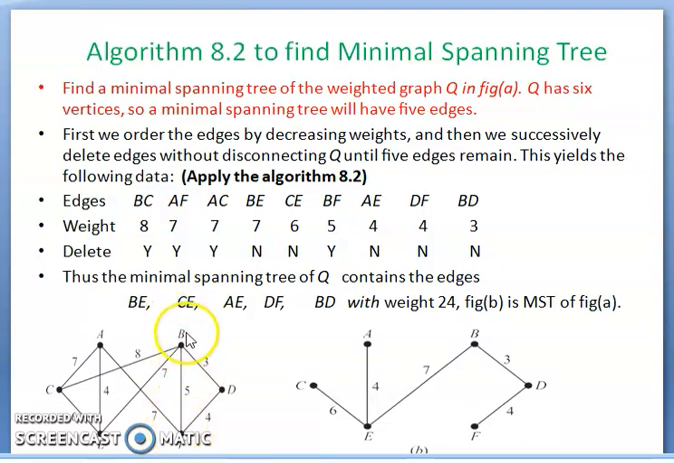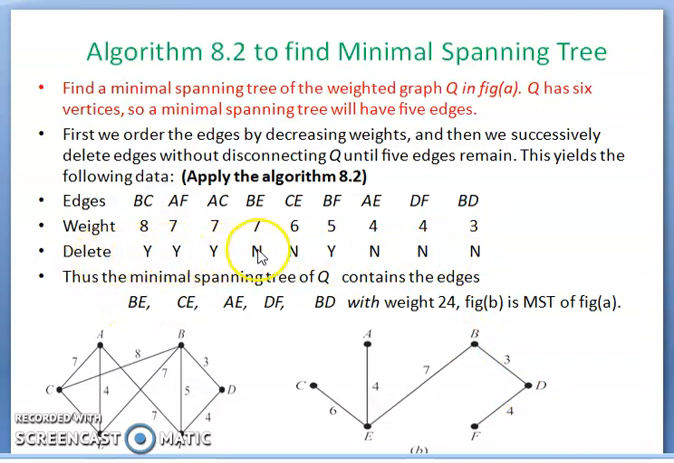That may be disconnected if you remove the B and D. If you remove this B and D, all these four is one graph, and D and F is one more graph, that may be disconnected. So that's why you consider the BD, that is connected. So all these no means don't delete, yes means delete.